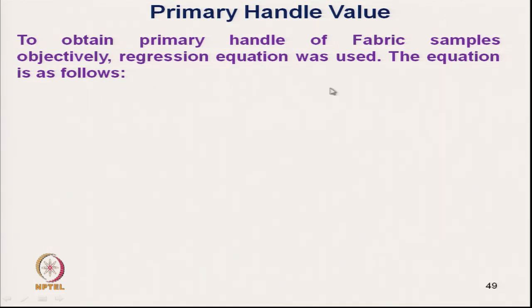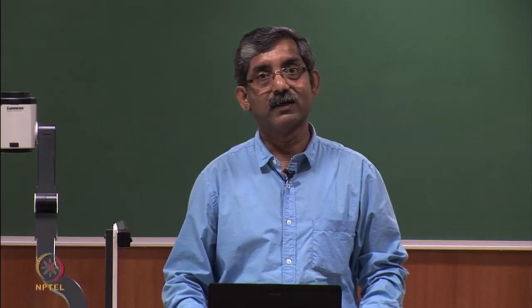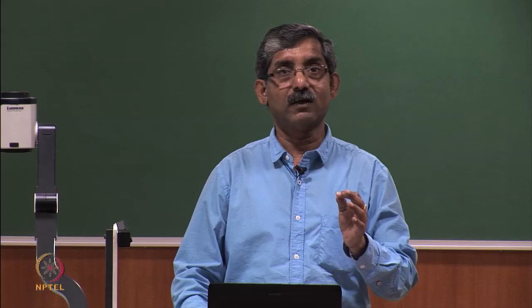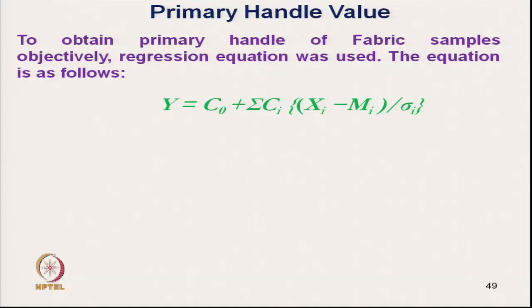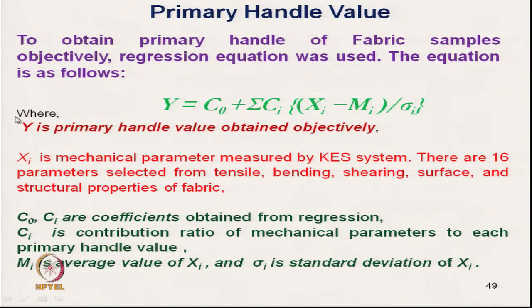objectively, a regression equation was used. Initially it was used by Kawabata, and subsequently it has been modified for different types of fabrics, and the equation is of this form, where y is the primary hand value obtained objectively. There are different types of hand expressions, I will give some examples, and xi is the mechanical parameters measured by KESF.